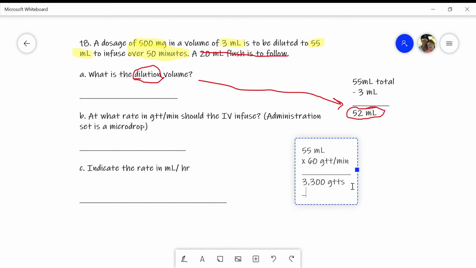And then we're going to divide that by 50 minutes because we're not doing a full hour infusion. We're only doing 50 minutes. So that's going to give us 66 GTT a minute.